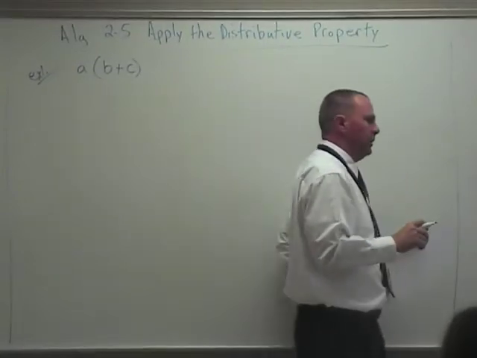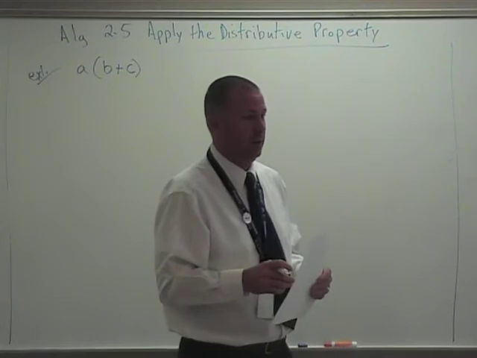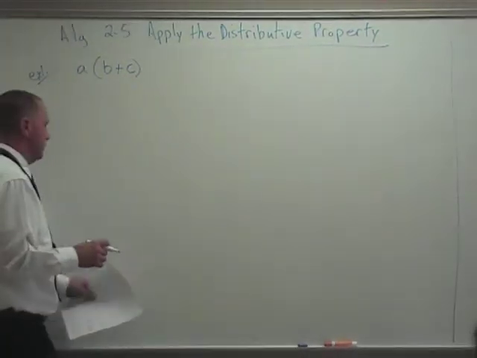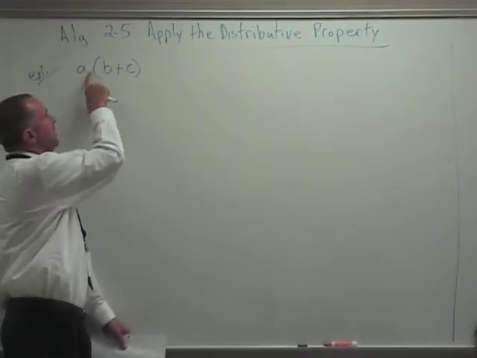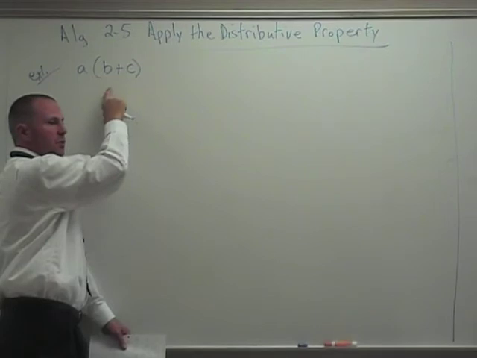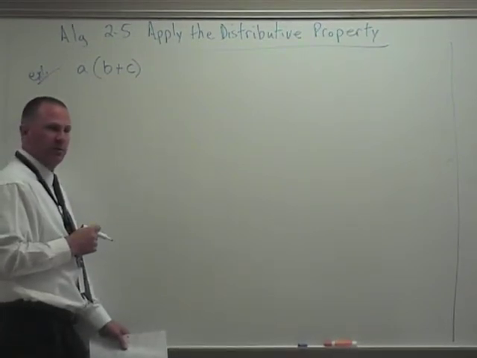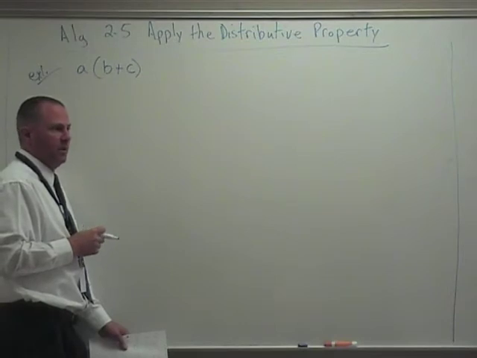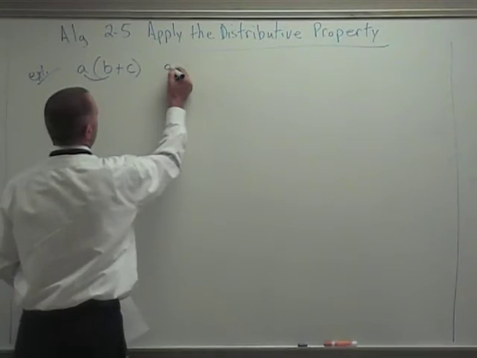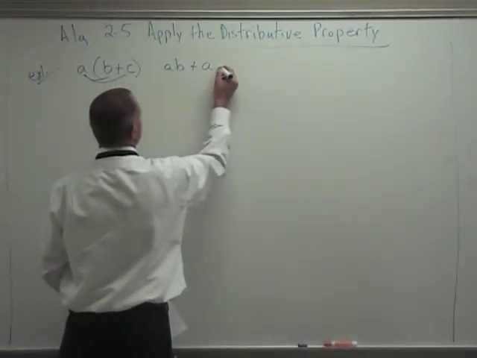And again, it comes down to really understanding what a term is. So the term is separated by plus and minus signs. This is A times this quantity, which means it's this times everything in between. Just like a scalar in a matrix. Whatever's on the outside, you multiply by everything on the inside. Okay? So this becomes AB, keep the sign, plus, and A times C is AC.